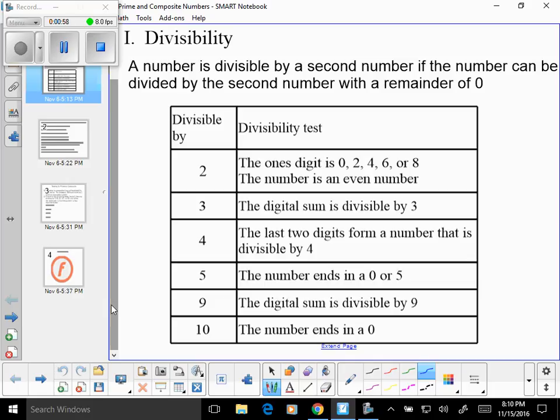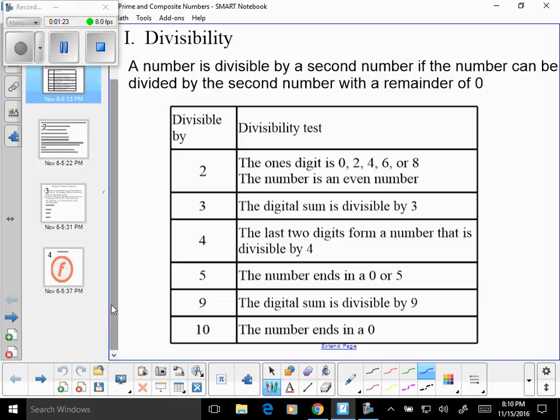For 2, we're going to look for even numbers. If it ends in 0, 2, 4, 6, or 8. In the test for 3, we're going to find if the digital sum is divisible by 3. Remember, that means we add up the digits that make up the number. If it comes up to a 3, a 6, a 9, a 12, or a 15, then we know the number is divisible by 3.